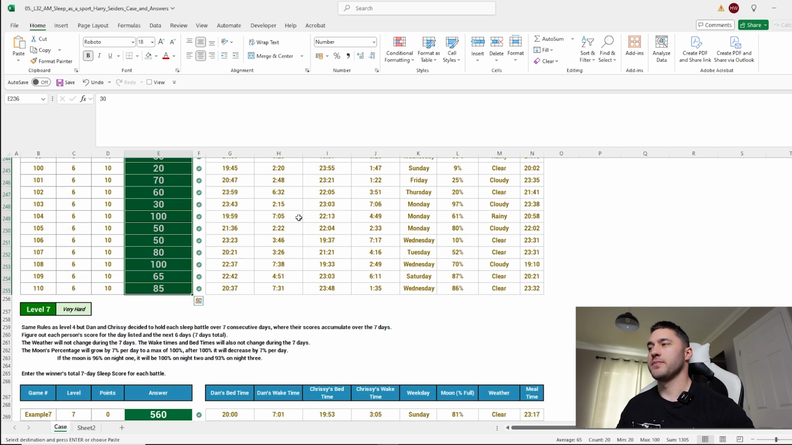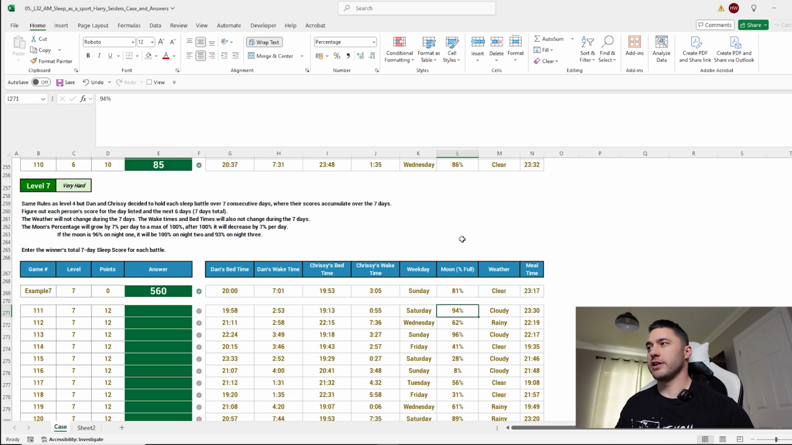And that's now correct. Now level 7, we do exactly the same thing but over an entire week. And an added complication is that the moon phase will grow 7% each day. Once it hits 100, it will shrink 7% each day. However, because there's only 7 days in a week, the most it could shrink or grow by, if it was always growing or shrinking, is 49%, 7 times 7. So once we hit 100, we are never going to go back down past 50. So I don't care about my down calculation, if that makes sense.